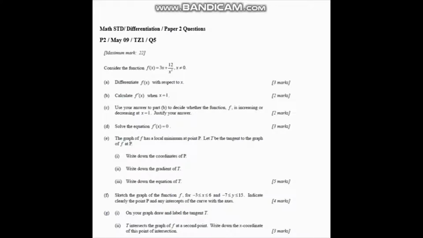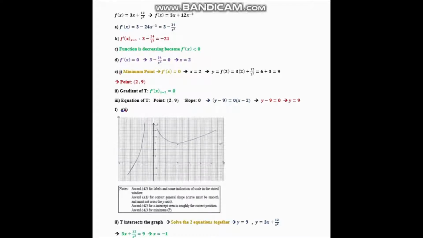Next, in question D, I need to solve the equation f dash of x equals 0. So I simply solve the equation in blue right there, equaling it to 0. You can either do this using algebra or using the GDC. I shall show you right now how to use the GDC to solve this.